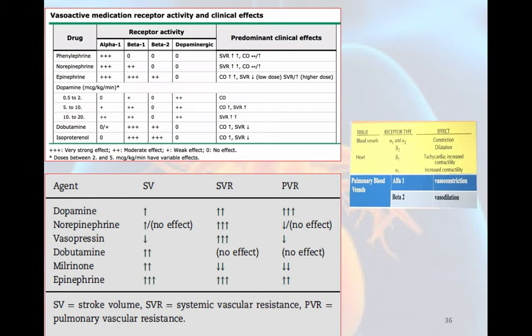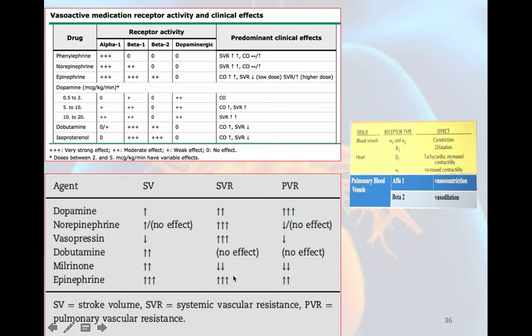This is just a summary of what I said about the effect of the different drugs. Dopamine is mainly a vasoconstrictor. Norepinephrine mainly increases systemic vascular resistance. Vasopressin is the same, but decreases the pulmonary vascular resistance. Dobutamine increases the stroke volume and has no other effect. Milrinone increases the stroke volume by inotropic effect, and the systemic vascular resistance will decrease, and also the pulmonary vascular resistance will decrease. Epinephrine will increase all of the three.